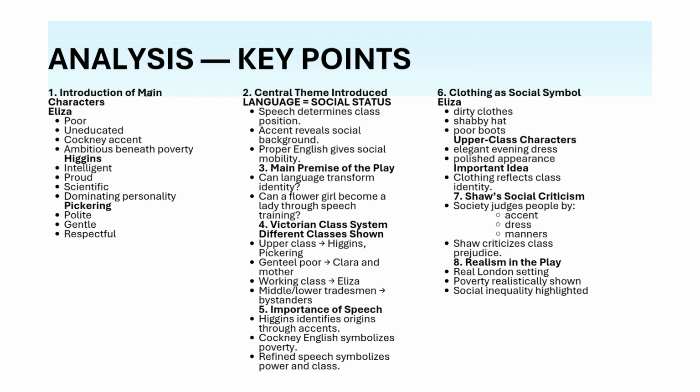Eliza Doolittle is presented as a poor flower girl from the working class. She is uneducated and speaks with a strong Cockney accent. However, beneath her poverty lies ambition and determination. Even in the opening scene, we can see that Eliza wants a better life and is willing to work for it. Professor Henry Higgins is introduced as an exceptionally intelligent man.